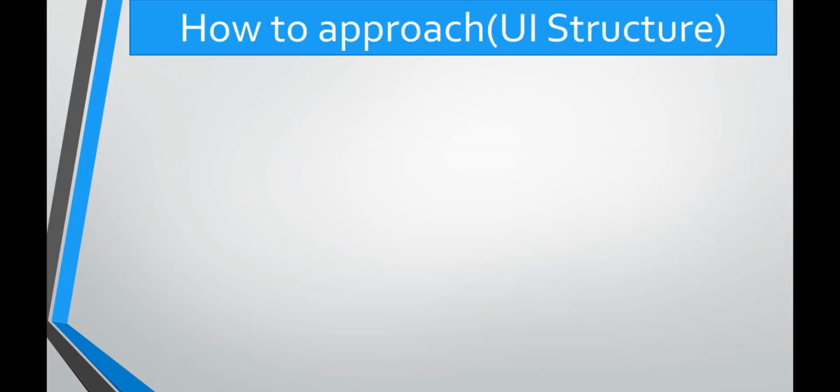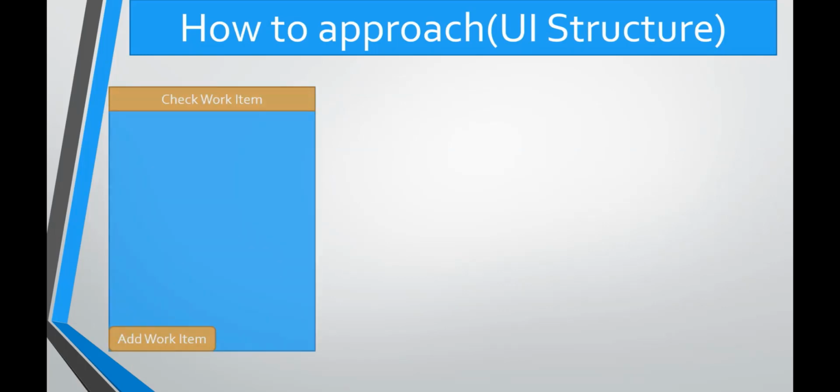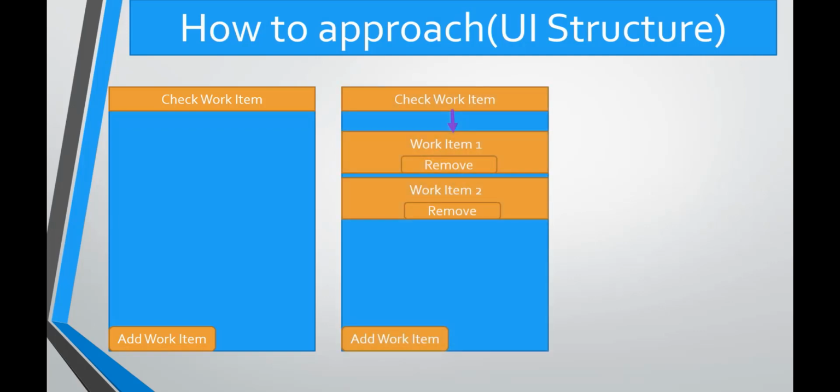First of all, I'm gonna approach the UI structure. We have a screen which holds two buttons: one button at the top of the screen and a second button just below it. First is check work item, which will populate the list of work, and the second one is add work item. When we click on check work item, it shows us the list of work which we have created, and every item should have a remove button so that you can remove the specific item from the list which you have completed.